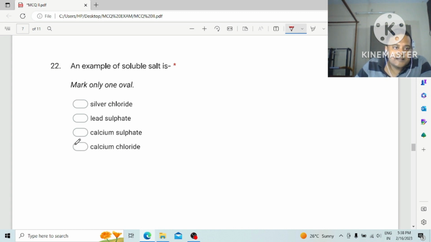Soluble salt: calcium chloride. Now see the solubility of salts; one chart is given. Try to remember that. Silver chloride is a curdy white precipitate, lead sulfate a white precipitate, calcium sulfate a milky white precipitate, and calcium chloride is soluble.